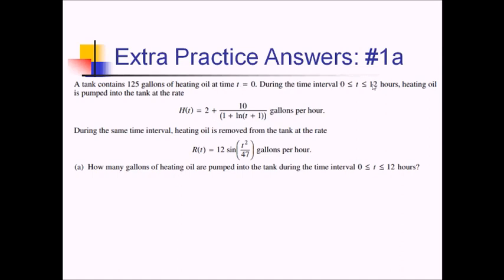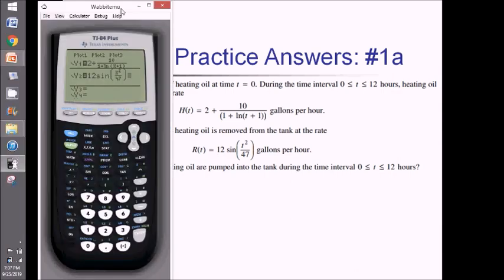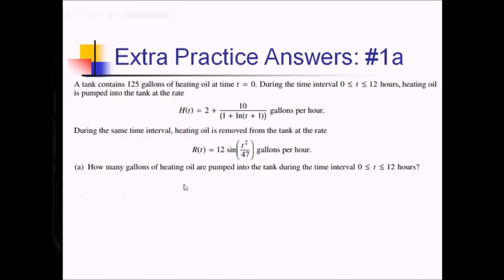For this problem, we have a tank with 125 gallons of heating oil at time 0, and during the interval from 0 to 12 hours, heating oil is pumped into the tank at a rate described by this h of t function, and it's removed from the tank at this r of t function's rate, and both of these are gallons per hour. Before I go further, I'm just going to take a minute to enter these in my y equals in my calculator because I'm pretty sure I'm going to have to use them. So here we go. I've entered my h of t function as y1 and r of t is entered as y2. Great.